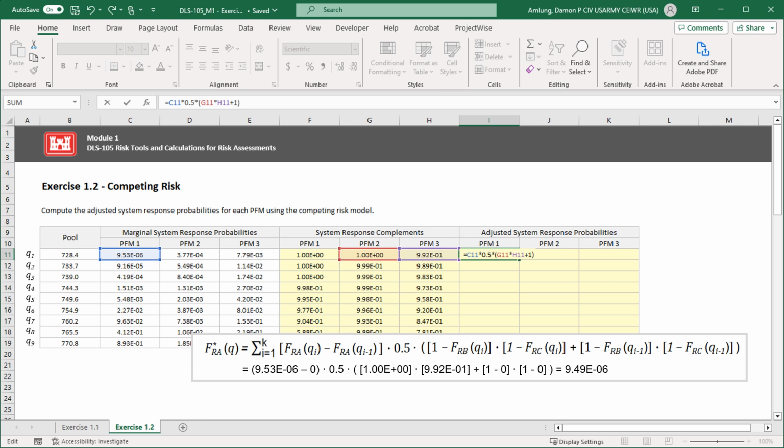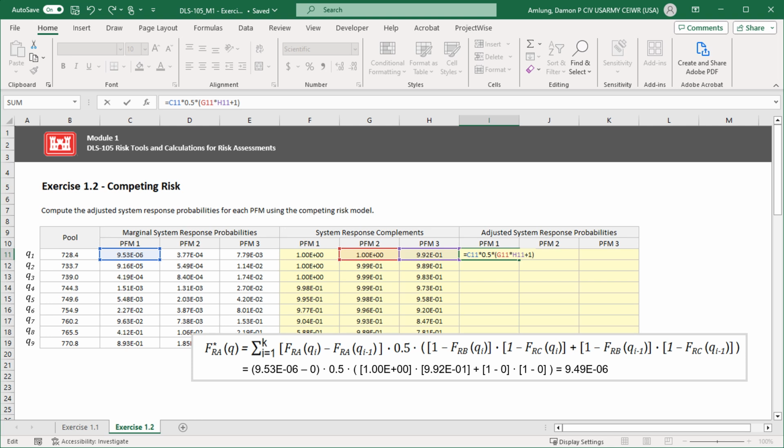For PFM1, the adjusted system response from the competing risk model is going to be equal to the integral of the system response for PFM1 multiplied by the survival function for the remaining failure modes with respect to the hazard. The result of that integral, obtained by using trapezoidal rule, is shown on the screen. For the first row of calculations, Q1, we need the marginal system response for PFM1 and the complements for PFM2 and PFM3 at both Q1 and Q0. The probabilities for Q1 will come from the first row.